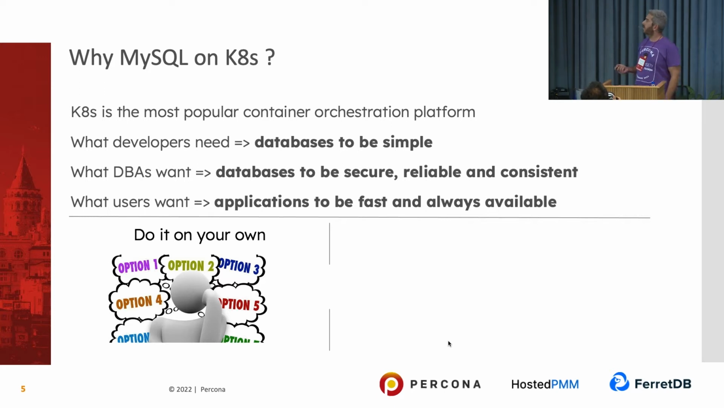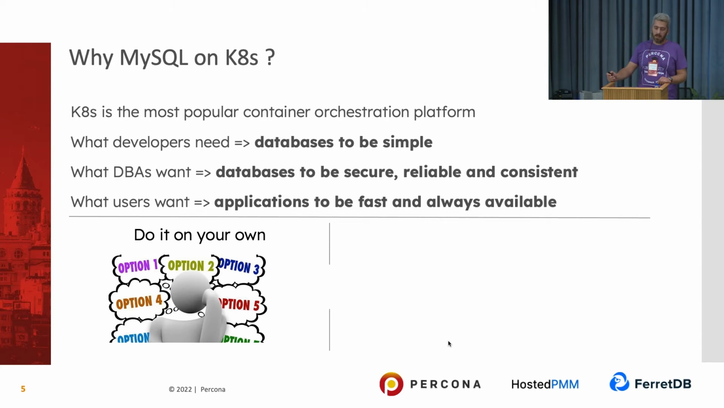And what happens? This is what developers need. They want the databases to be simple, just have an endpoint, just connect to a service, and do what we want to do. What DBAs want, they want their databases to be secure, to be reliable and consistent. And of course, what the end users want. They want the applications to be fast and, of course, always available. And we can do that on Kubernetes.